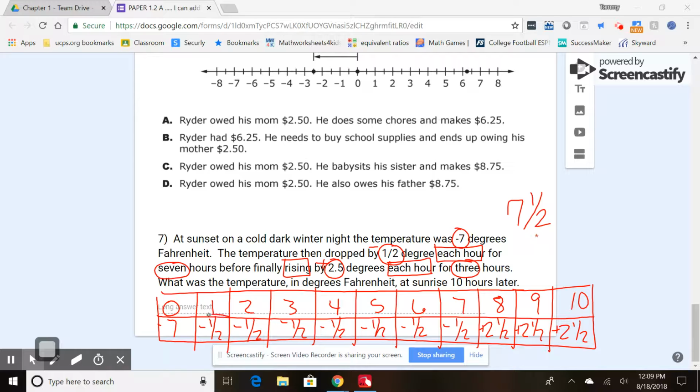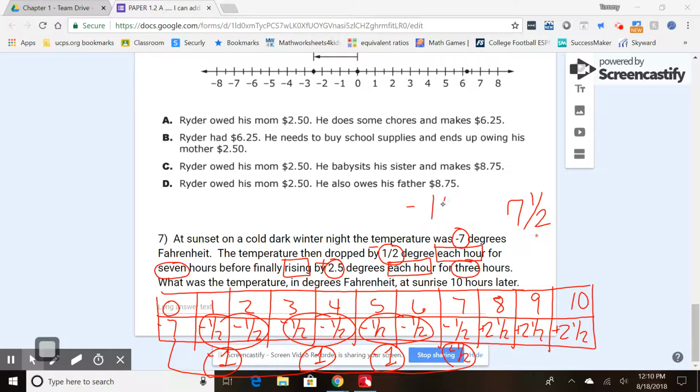Well, if I put 2 halves together, that's going to equal 1. 2 halves together is going to equal 1. And they're going to be negative 1. I need to keep that in mind here. And then I'm going to have a negative a half left. So this is 7, 8, 9, 10, 10.5.